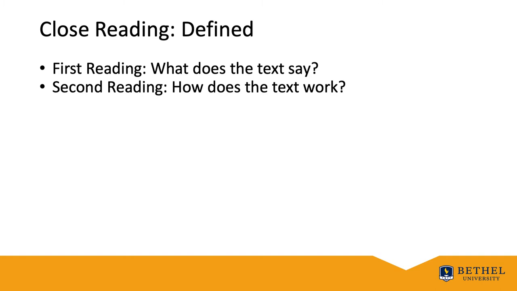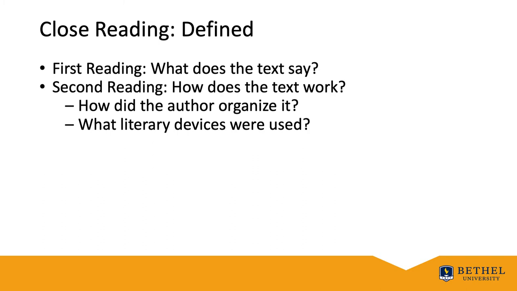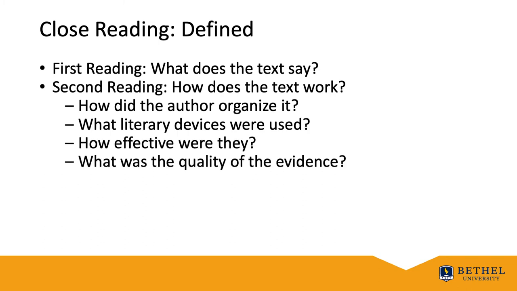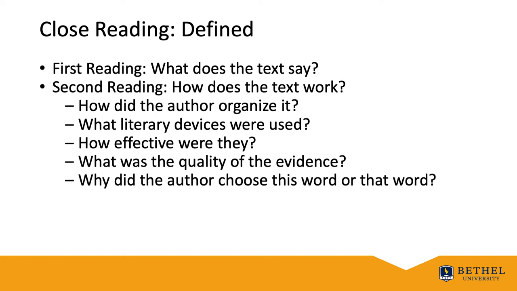The second reading focuses on how the text works. How's it organized? What literary devices were used? How effective were they? What's the quality of the evidence? If data were presented, how was that done? Why did the author choose this word or that word? And was the meaning of a key term consistent, or did it change across a text? Note that the second reading might be a complete rereading or just a reading of a subsection that is targeted due to certain components it contains.